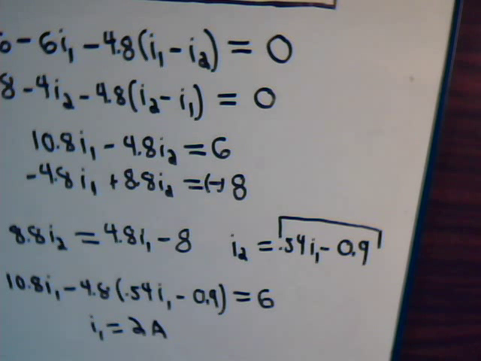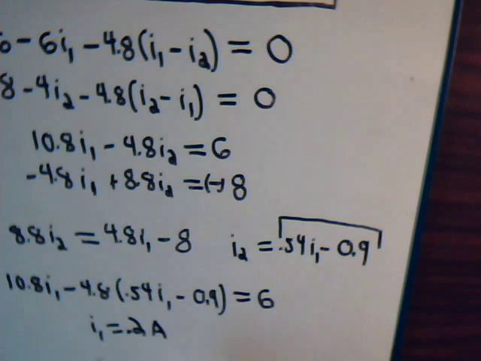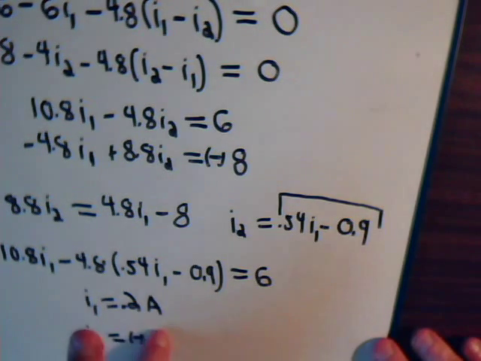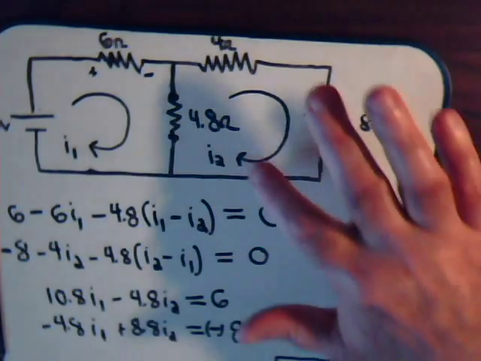And I1, we rounded it upwards to 2 amps. Now I2, then actually that is 2/10 of an amp. Put the decimal point in. I2 is 0.54 times I1, times 2/10 of an amp, minus 0.9. So I2, we get minus 0.873 amps. Having problems with decimal points today. So the minus sign means that we have to go back up to here and change the direction of this.